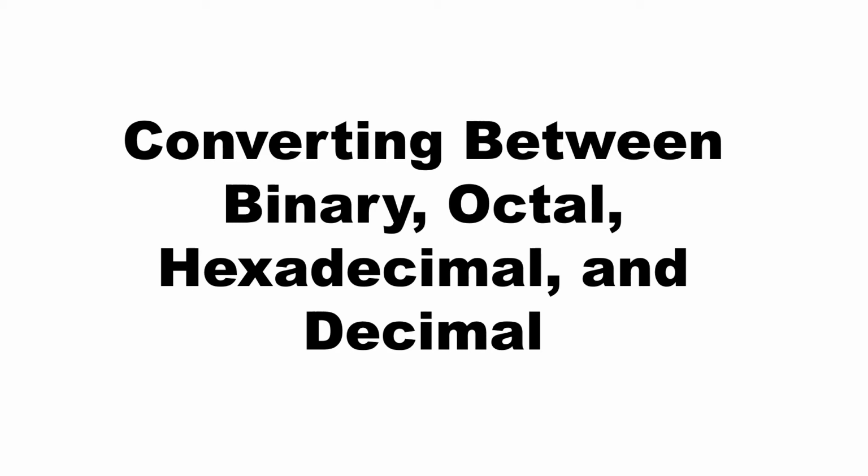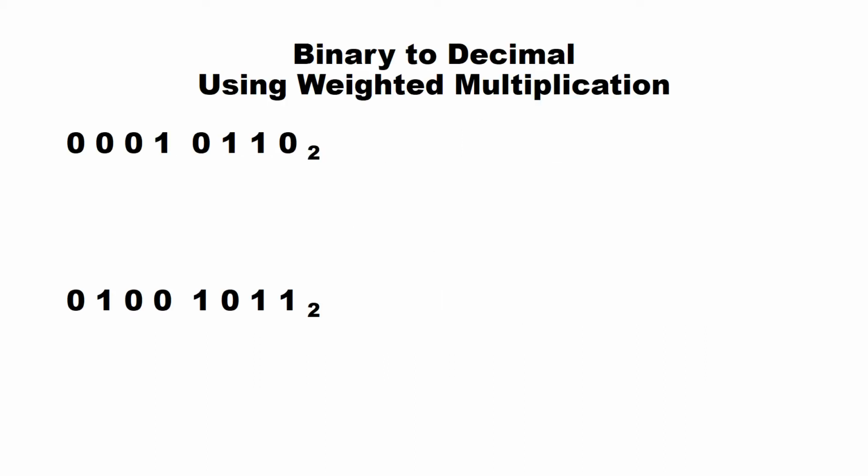In this video, I'm going to discuss converting between binary, octal, hexadecimal, and decimal. Let's start with something you should already know how to do, and that's to convert between binary and base 10. This is a binary number. That's what that little 2 there means, base 2 or binary.